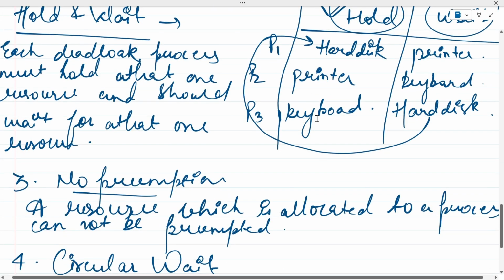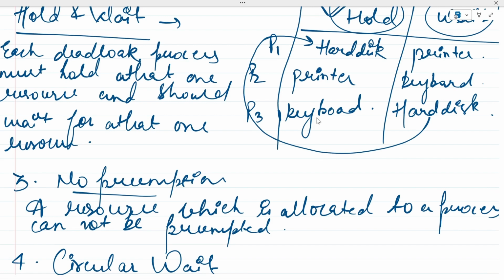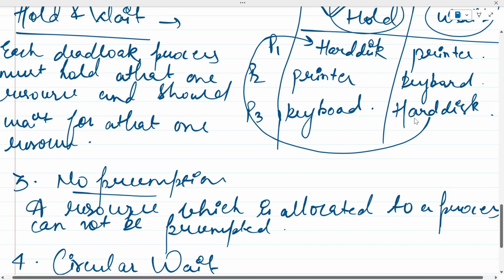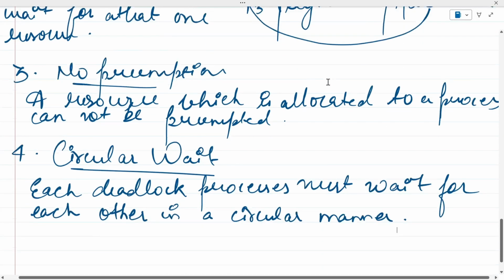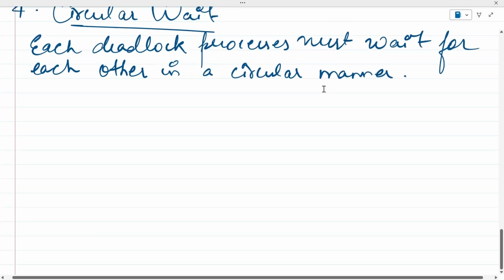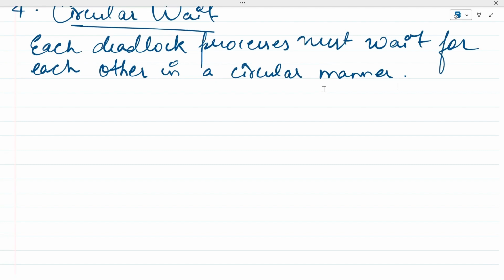That means deadlock occurs. If the operating system cannot forcefully take the resource from a process, then deadlock occurs, because the process never leaves that resource, and other processes are also not getting completed. That is no preemption. And the last was circular wait: if processes are in a loop, then deadlock occurs. So these are the necessary conditions for the occurrence of deadlock.